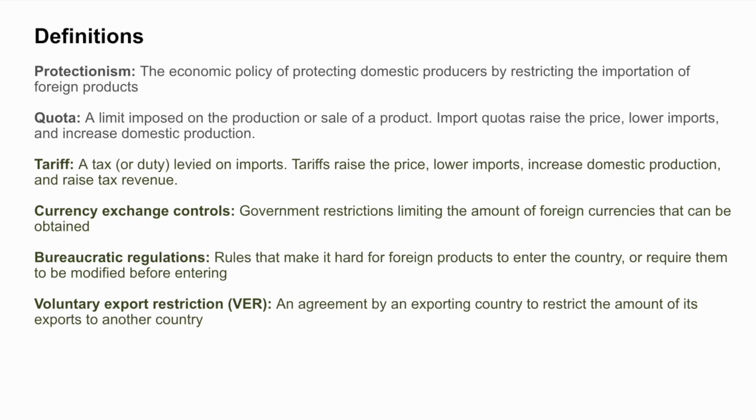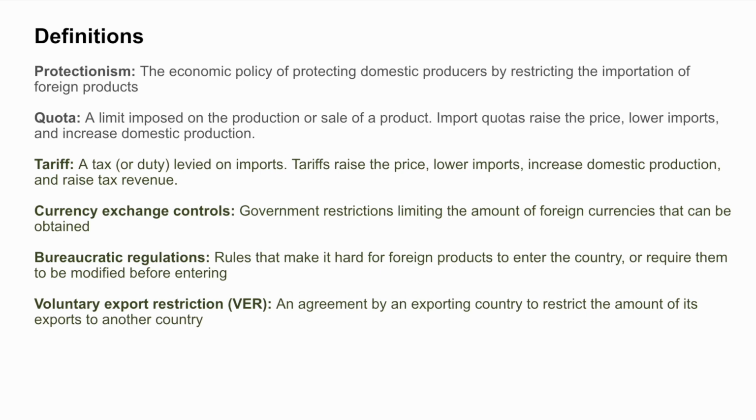A tariff is really a tax. It's a tax levied on imports. So effectively, it drives up the price of those imports. So tariffs raise the price, lower imports, increase domestic production, and raise tax revenue. Canada, for example, has tariffs on certain types of footwear. And again, to protect local industry. You're going to pay more for your shoes, though.